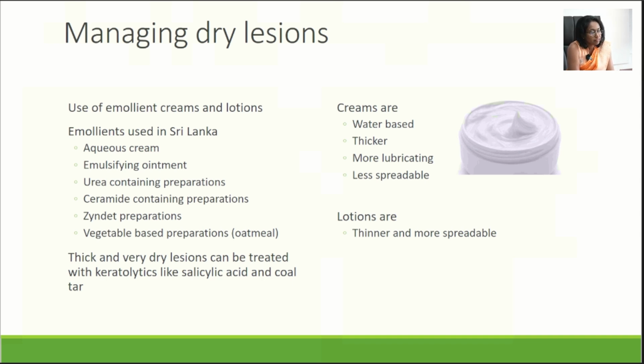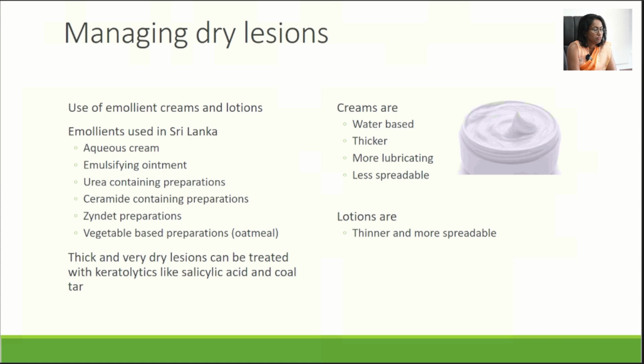So, to manage dry lesions, we use emollient creams and lotions, and I have listed a few things that we use as emollients. The aqueous cream and emulsifying ointment are the two commonly used things in our practice in hospital settings, and these are prepared in-house. And thousands and thousands of patients have been managed with aqueous cream alone. So, aqueous cream is a good enough emollient for most of our patients.